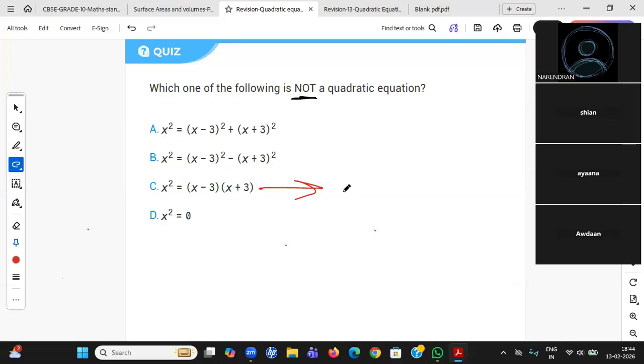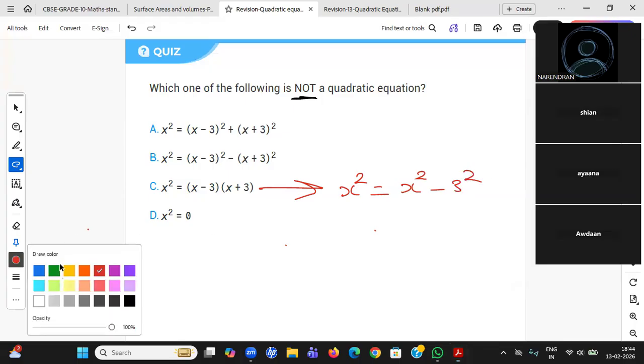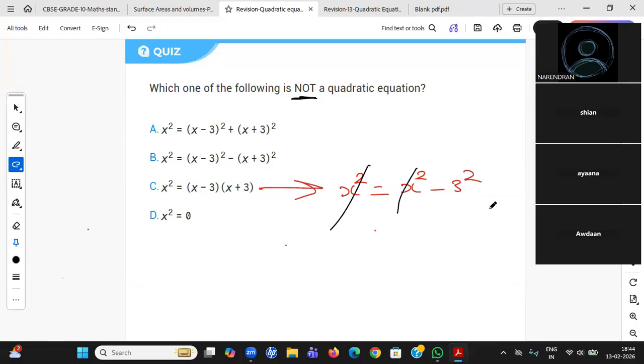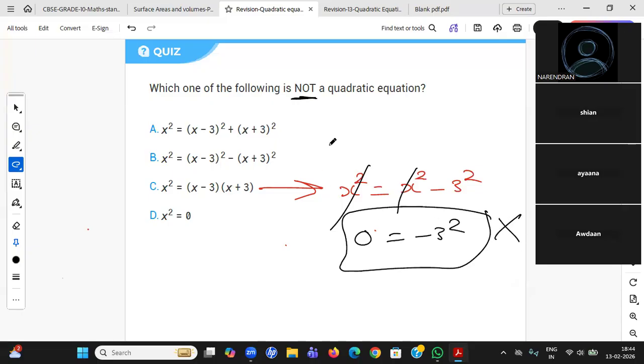Left side is x square. Right side is (a minus b) into (a plus b), a square minus b square. Clearly, I am able to see x square gets cancelled. It's not an equation at all. 0 equal to minus 3 square, not at all valid. So he's also asking not. C should be your answer.